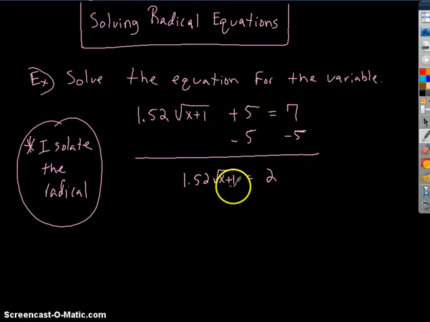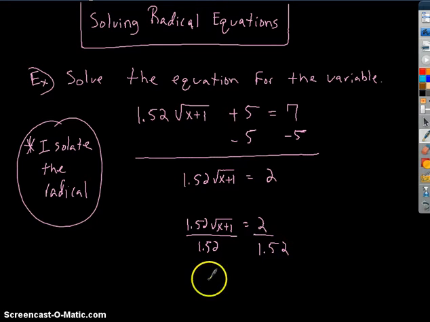And right now the radical still isn't isolated just yet because it's been multiplied by 1.52. So I'll take that 1.52 and divide both sides by it. So that way the radical would be alone. That would leave you with the square root of x plus 1 equals whatever 2 divided by 1.52 is. So we just calculate to figure out what that is. That's roughly 1.32. So at this point, before I go any further, I know I'm going to square both sides so I can get rid of the radical here that's been square rooted.